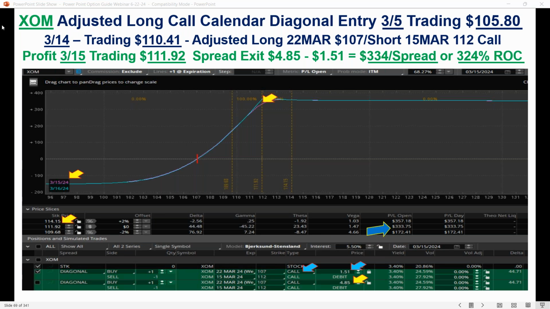And then we took some profit on the 15th. You can see it was trading at 111.92. So now we had the spread adjusted to 151, $5 wide, and that spread had blown now to 485. So we're up $334 per spread. That's up 324% return. So just working the trade up, and then saw the opportunity to turn this into an adjusted free trade.